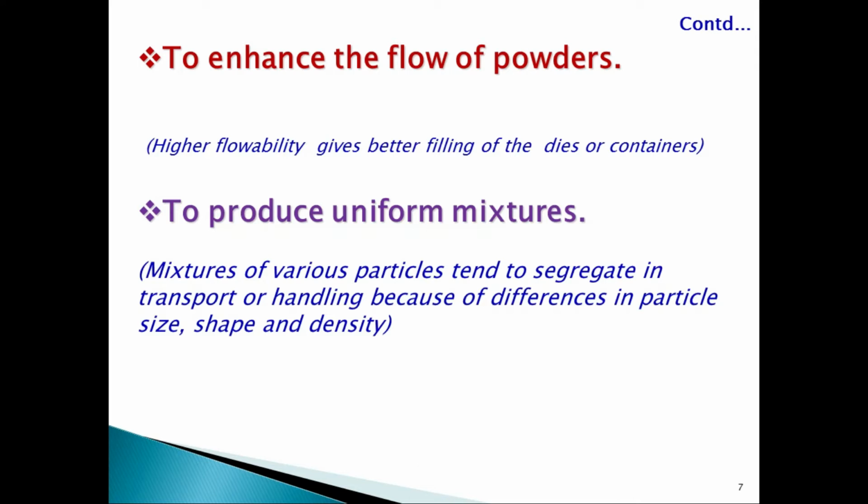Then the third one is to produce a uniform mixture. Mixtures of various particles tend to segregate, as we have seen in the previous slide, in transport or handling, because of differences in particle size, shape and density. Whenever we are handling or mixing powders for granulation, they should not get separated. For that reason we need to produce granules, and then we can do better mixing, so that it will give you uniform mixtures.